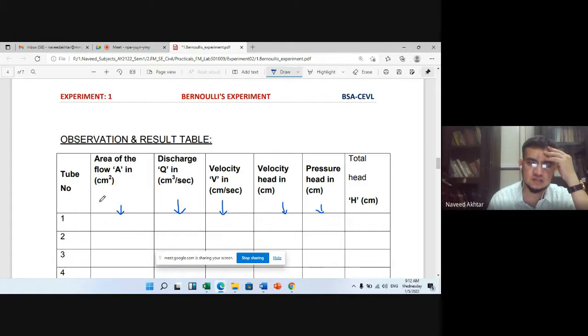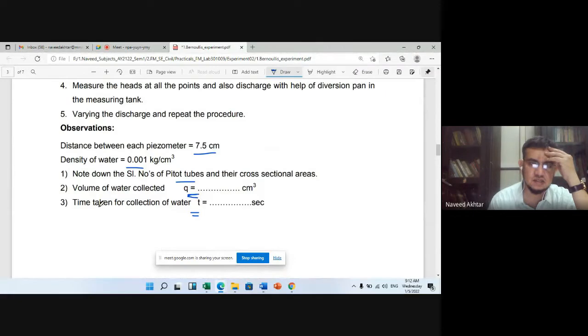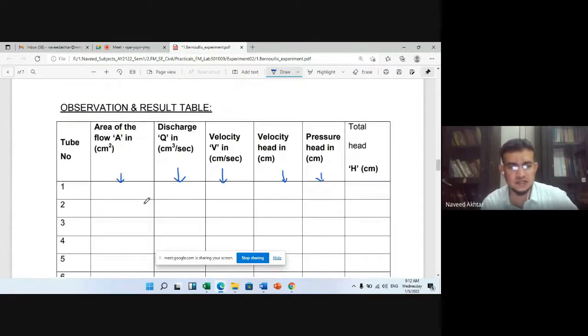We are not considering the total head as varying. The datum head, the value of z, we take as constant here.